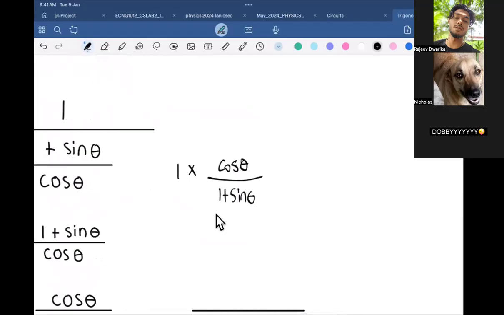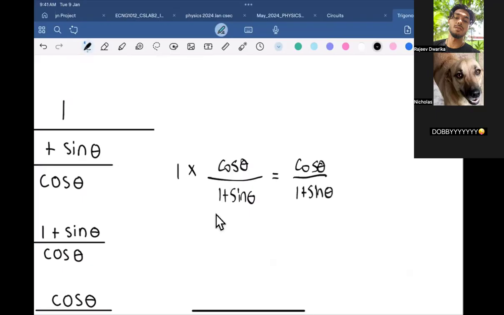What is 1 by cos theta? No, I thought my mic was on mute, and I said the answer. I was like, cos theta. Oh, yeah, it's cos theta. So you're going to put cos theta all over 1 plus sine theta.